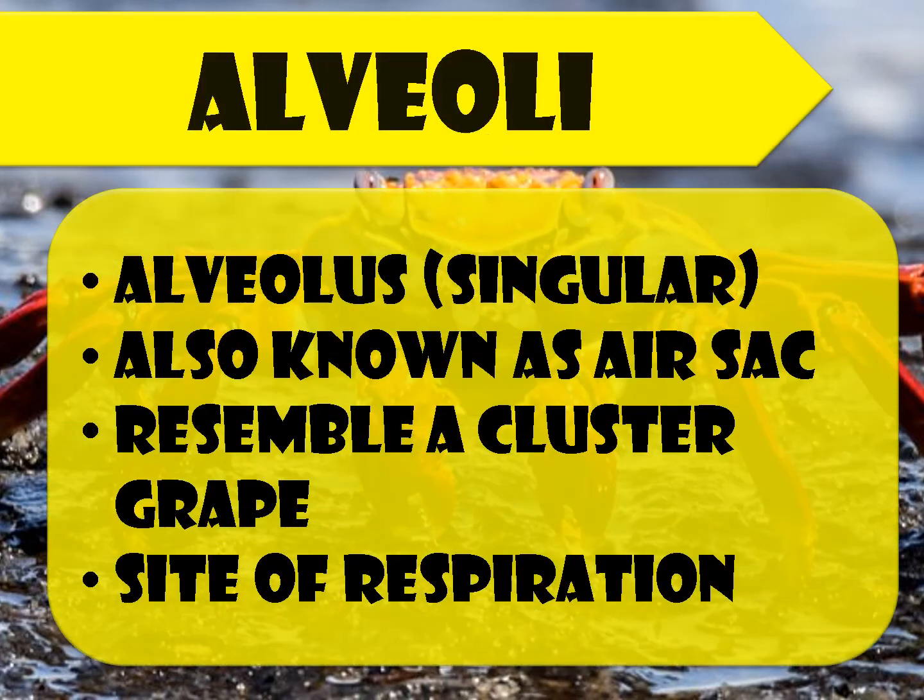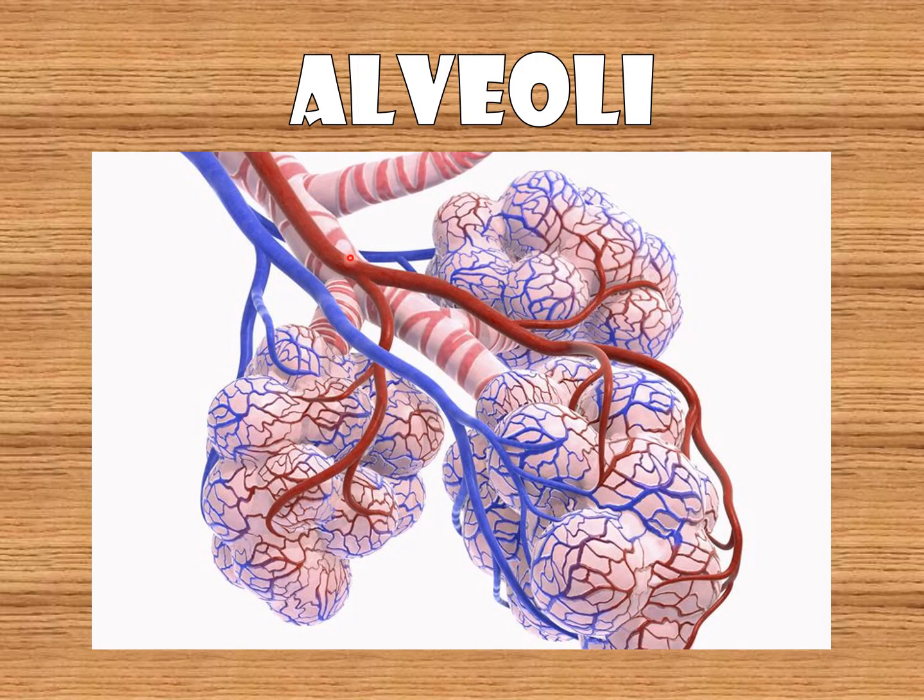Now let's go with the alveoli. It is alveolus, one singular. The alveoli are also known as the air sacs. They resemble a cluster of grapes, and they are the main site of respiration. So this is the bronchioles and this is the alveoli. It is like clustered grapes.